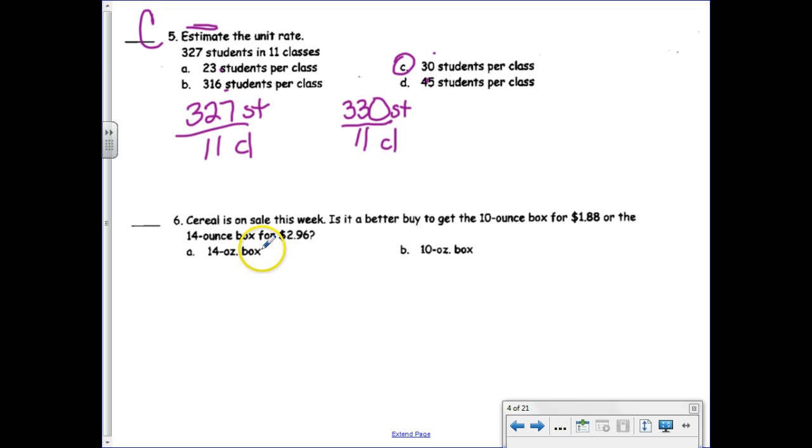Last but not least on this page, you are out to be the smart shopper here. What's the best buy? We have the 10-ounce box here or the 14-ounce box here.